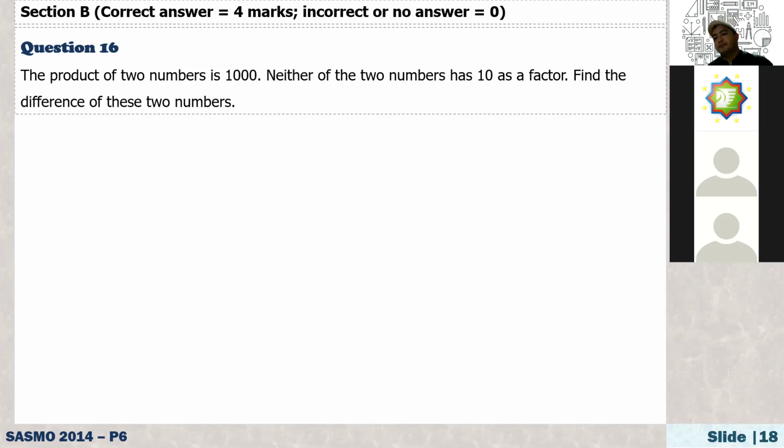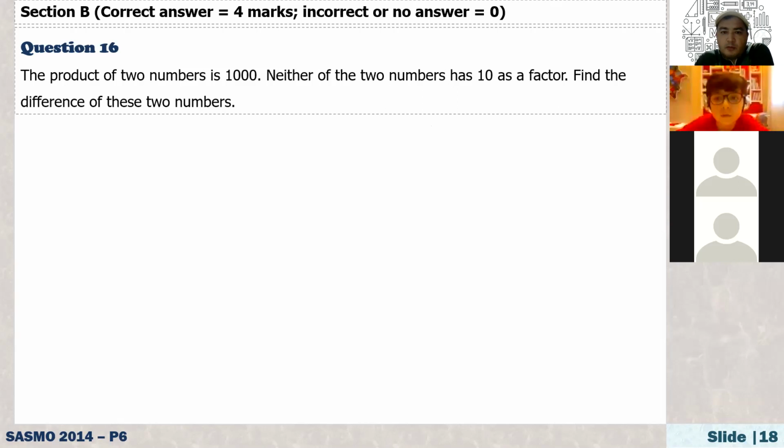Okay. Guys, can I read you the question? Let's start. Yes. The product of two numbers is 1000. Neither of the two numbers has 10 as a factor. Find the difference of these two numbers. Okay. How do you do that?